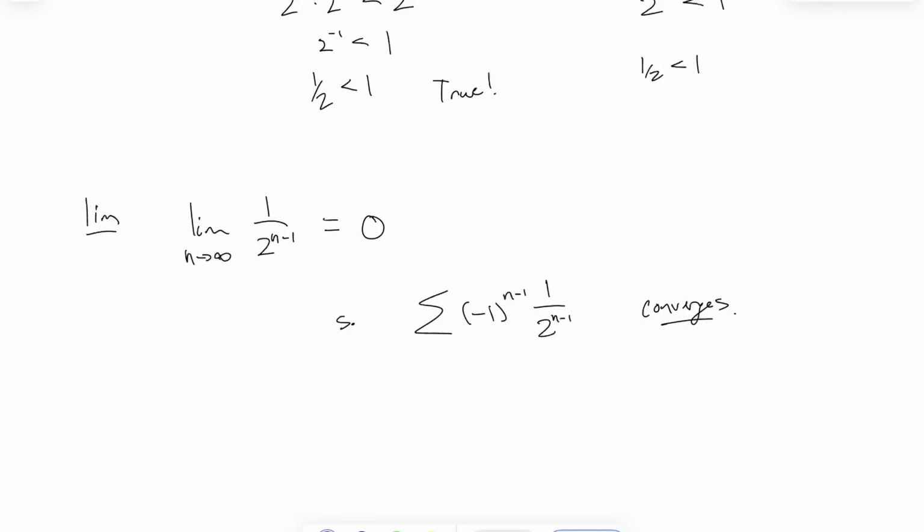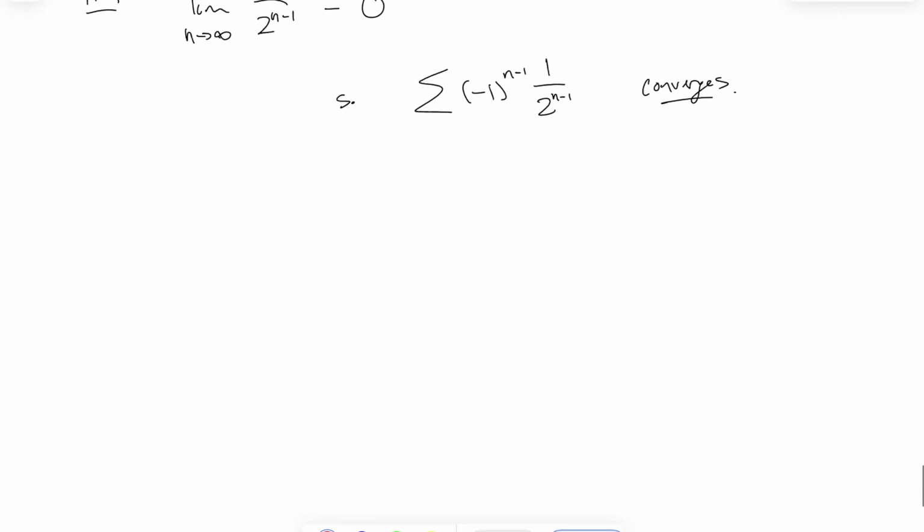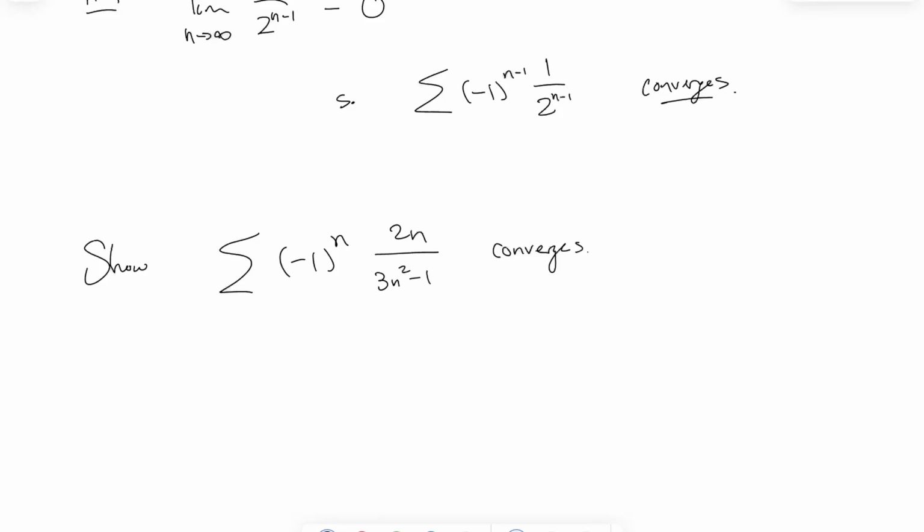I got one for you to try. So you have to do the decreasing thing, and then you also have to take the limit. So you try. Your job is to show that this converges. See how you like it.